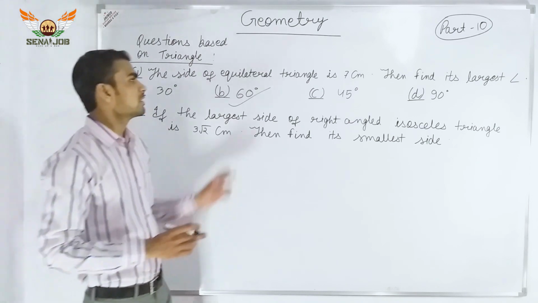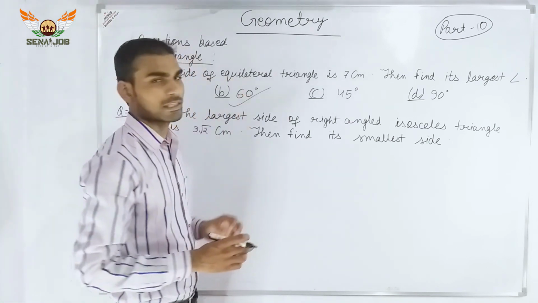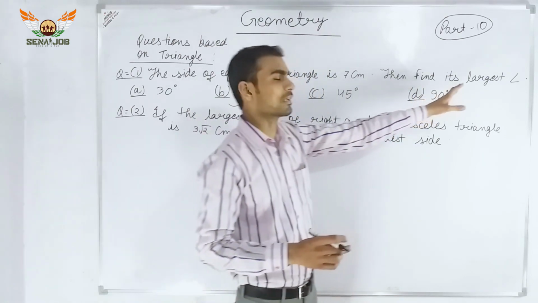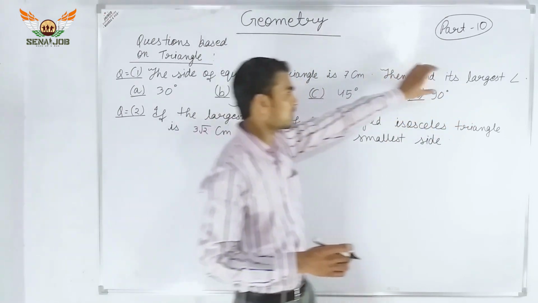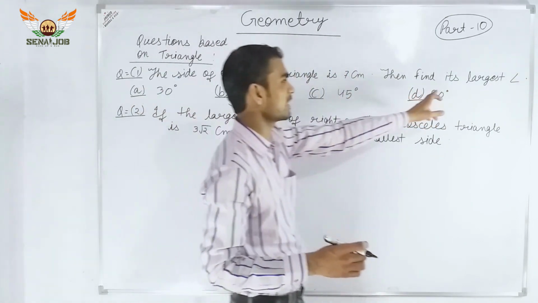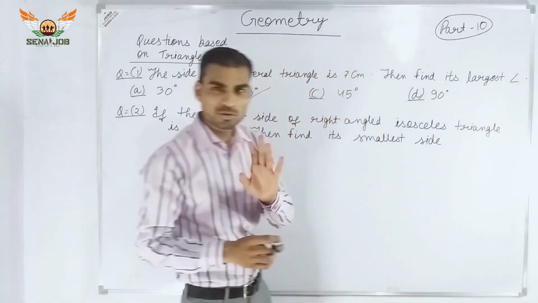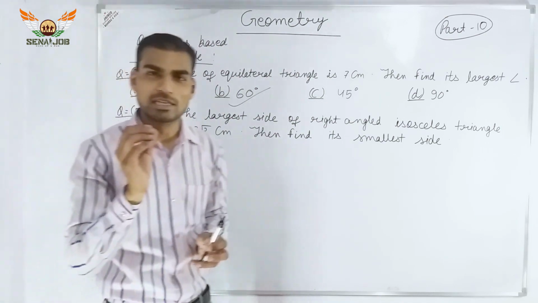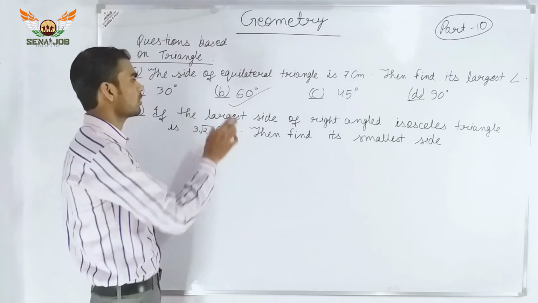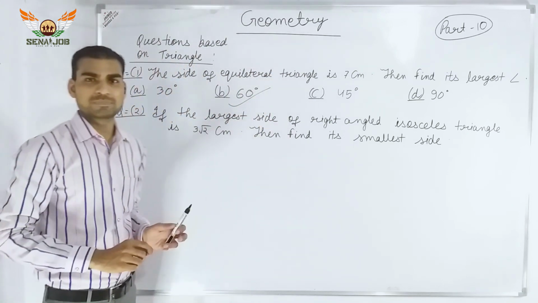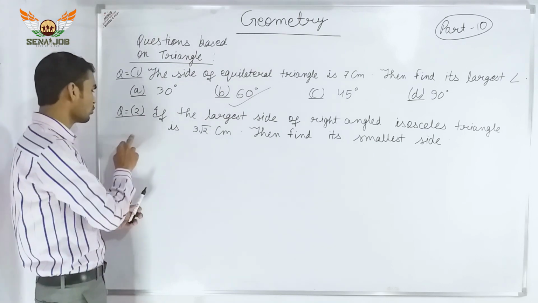Always remember that for any equilateral triangle there is no largest angle. This is written just for confusion. There is no largest angle, because in an equilateral triangle all the angles are equal. So the value of each angle of an equilateral triangle will be 60 degree. Okay, now let's come to our question number 2.